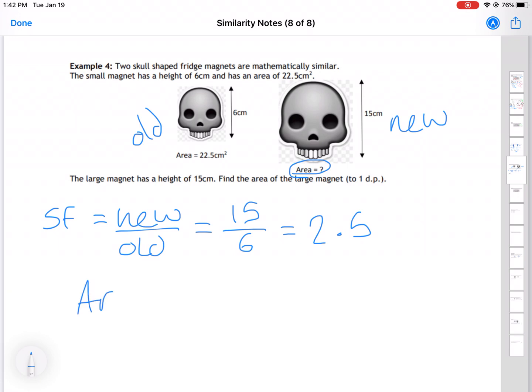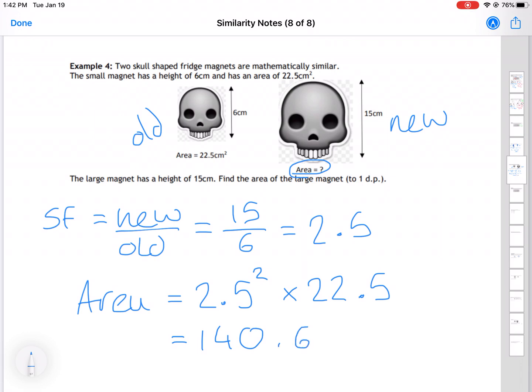And then the next part is to calculate the area. So we take our scale factor. We are working with area, so we have to square it and times it by the old area. So 22.5 is what we have to multiply it by. Again, we can go to our calculator for this. 2.5 squared times 22.5 gives us 140.625. And that is centimetres squared.